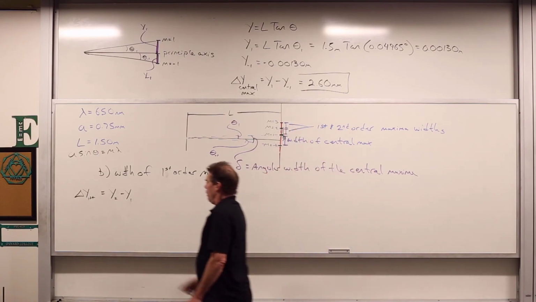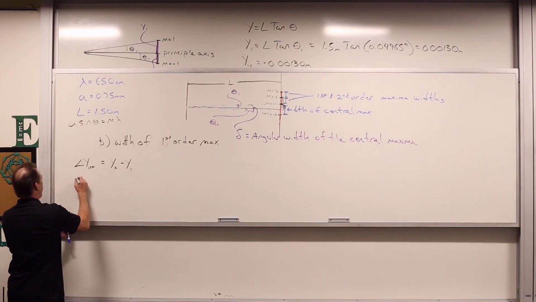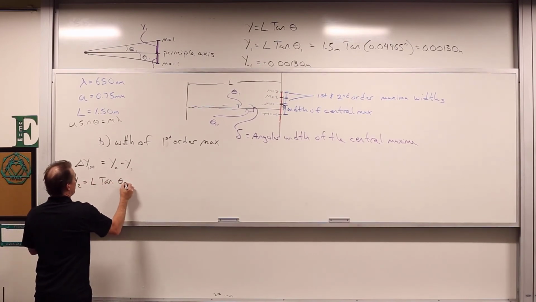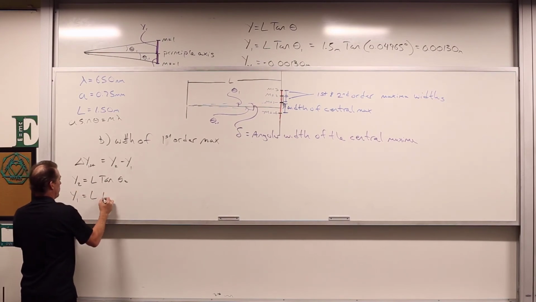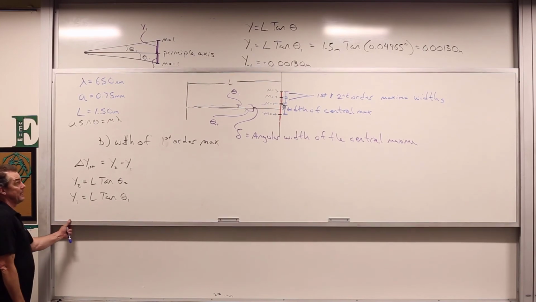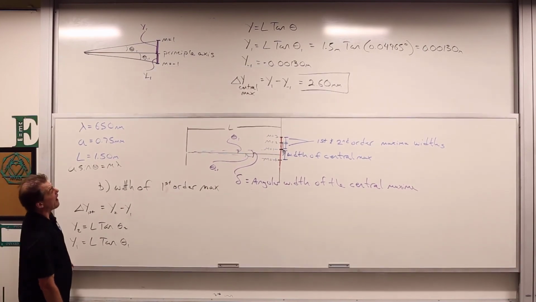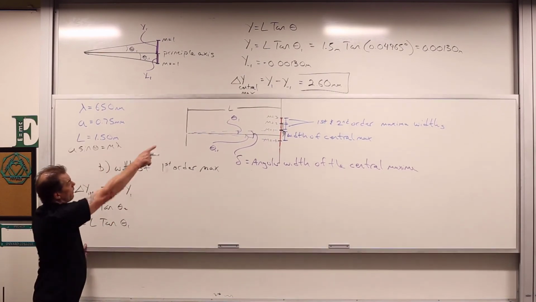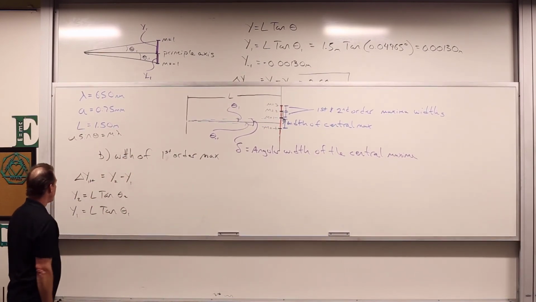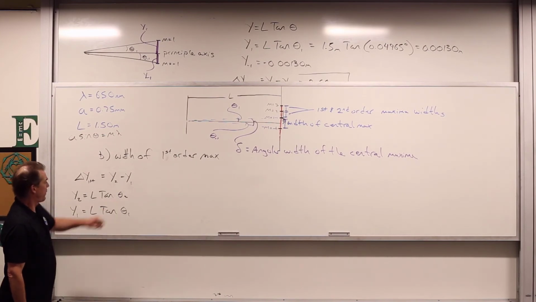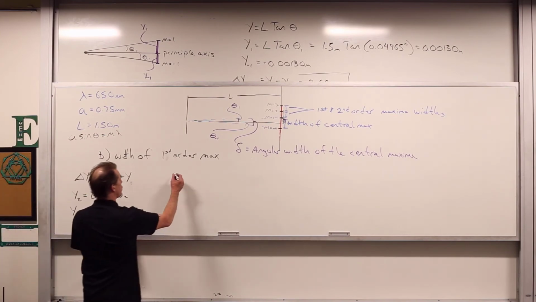So what do we know with this? Well, y2 is going to be equal to L times the tangent of theta 2, and y1 is equal to L times the tangent of theta 1. We already know what theta 1 is. That's the 0.04965 degrees from before. I have erased that, but oh no, it's up there. And then we've also got ourselves the necessity to get what theta 2 is. So let's get theta 2.